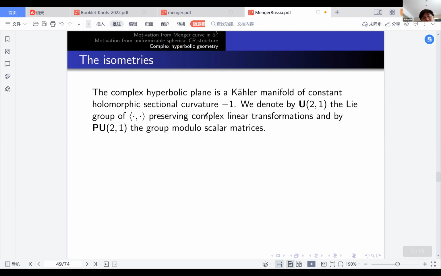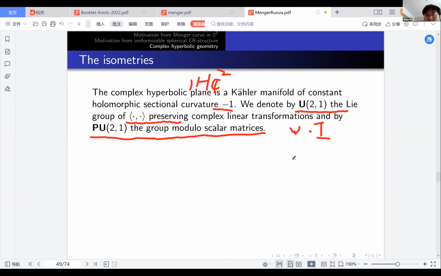And the complex hyperbolic plane HC2, right? It is a Kähler manifold of constant holomorphic sectional curvature -1. So we denote by U(2,1) the Lie group of Hermitian form preserving complex linear transformations, and PU(2,1) is the group modulo scalar matrices. So we consider modulo three matrices omega times I, and also omega squared times I. So omega is the root of 1, right?